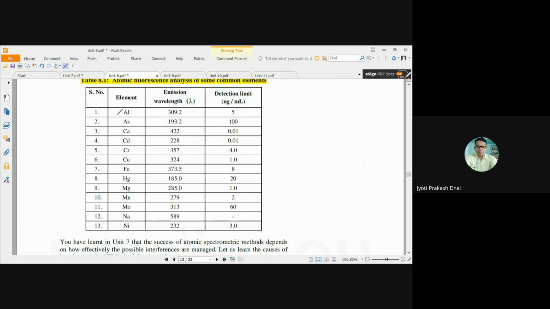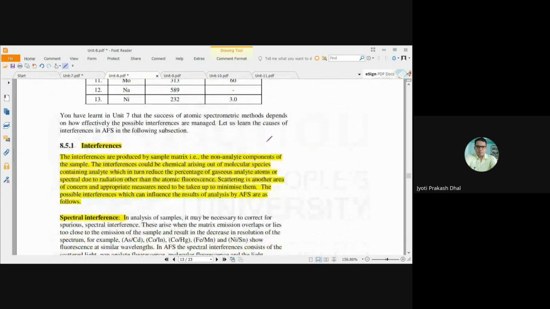So these are some common elements used in atomic fluorescence analysis and their corresponding emission wavelengths, and here these are the detection limits in nanogram per ml.